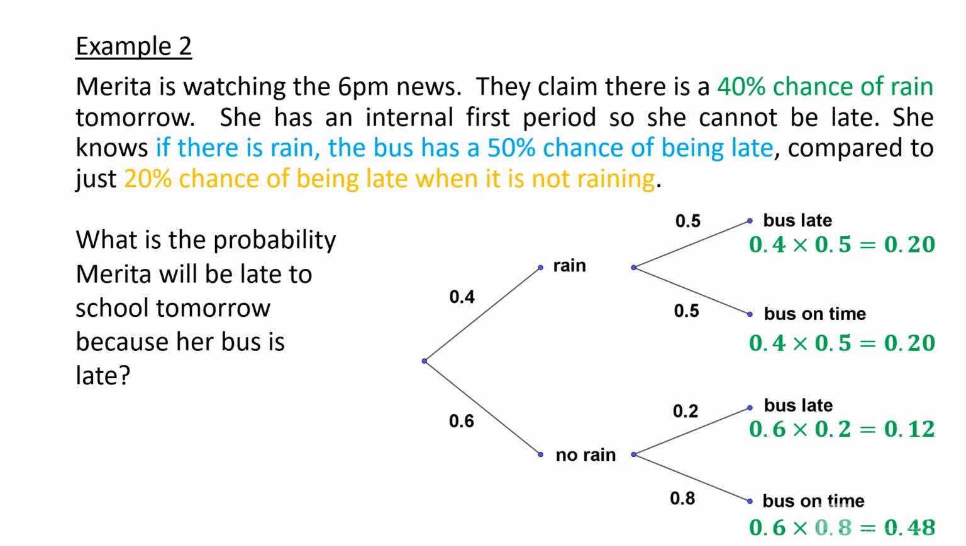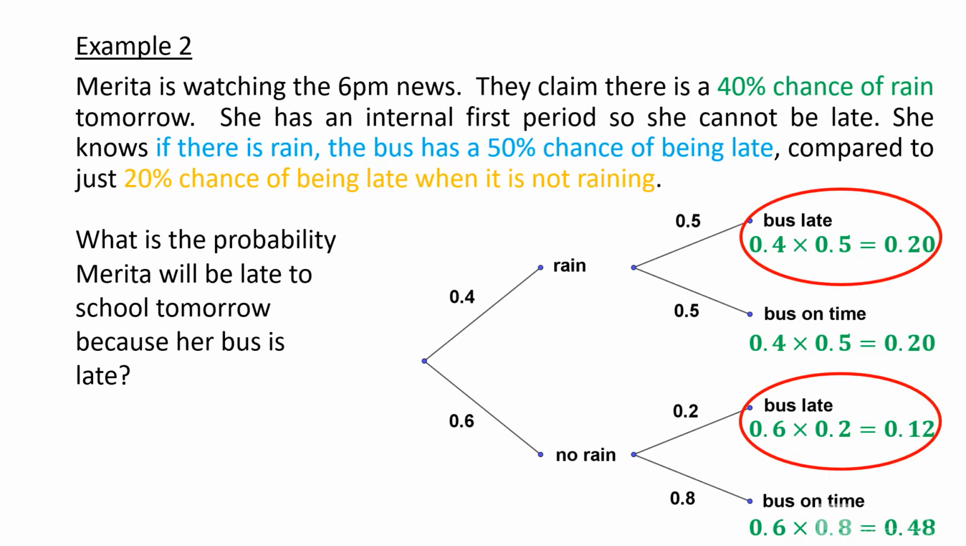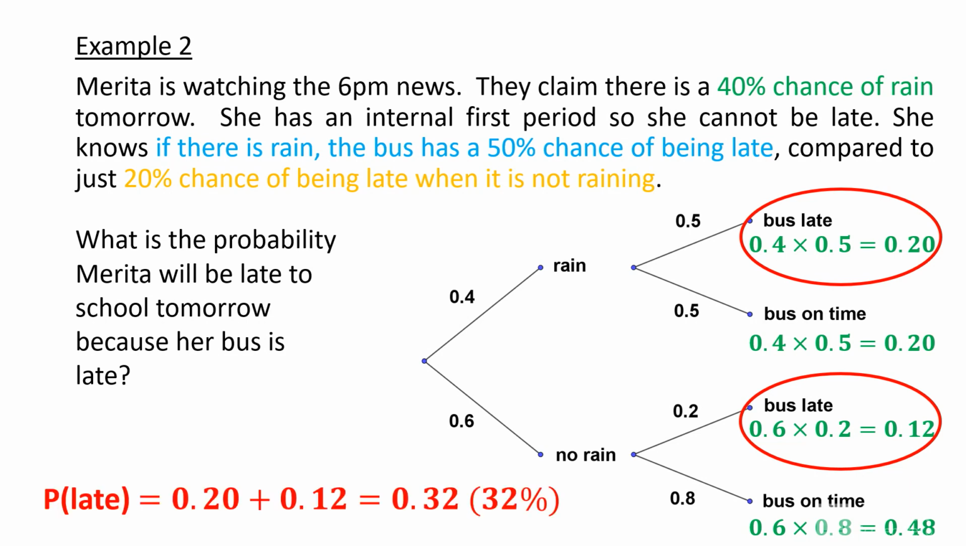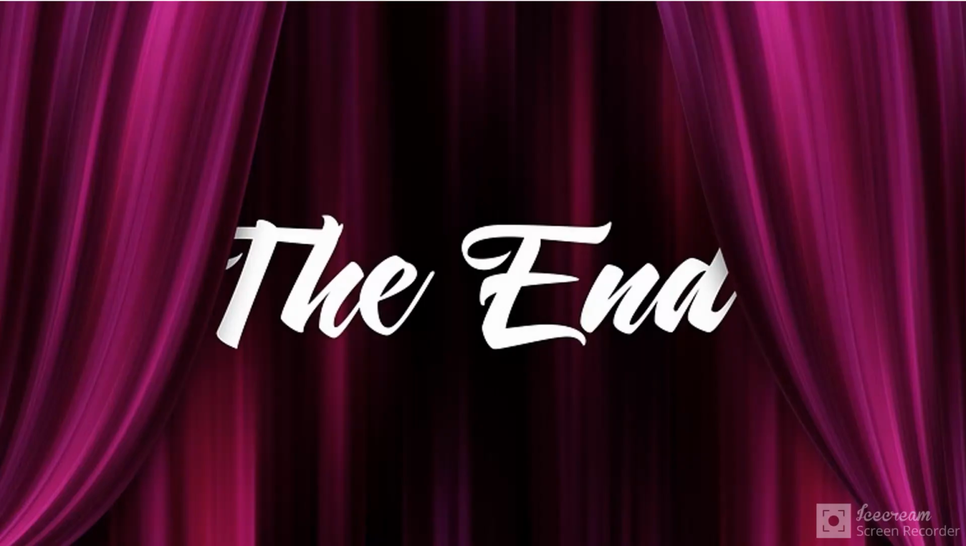We want to know the probability Marita will be late tomorrow. These are the 2 options where she's going to be late. It's either going to rain and the bus is going to be late, 0.20 chance, or it's going to have no rain and the bus is still late, 0.12 chance. So to work out the total probability of her being late, we just add those 2 scenarios together. 0.2 plus 0.12 gives us 0.32. There is a 0.32 chance Marita will be late to school tomorrow because her bus is late, or you might prefer to write it as 32%. Great. Thanks so much for watching.